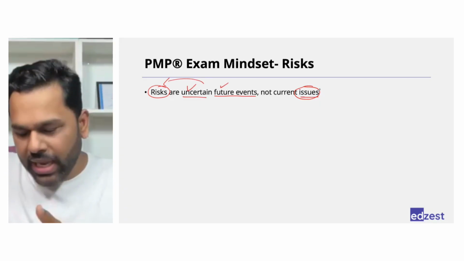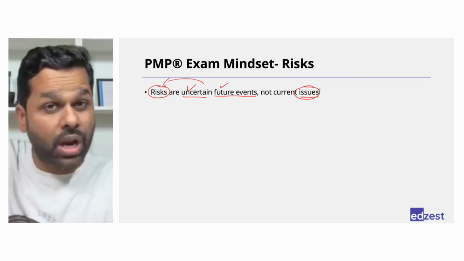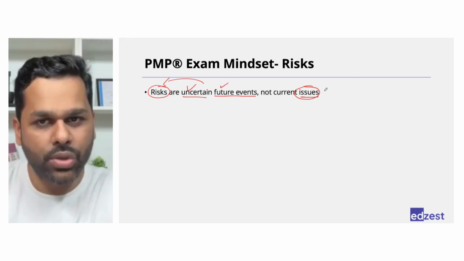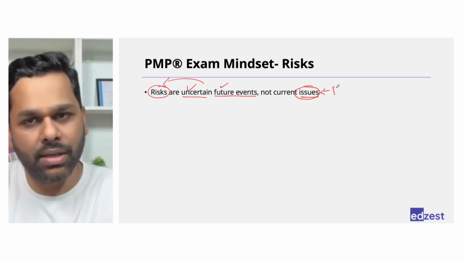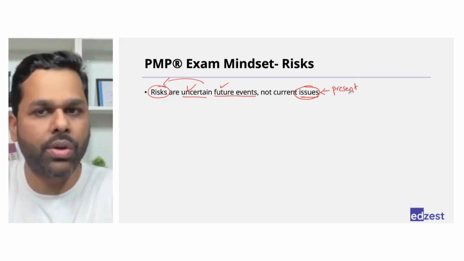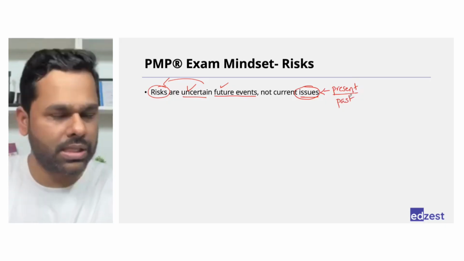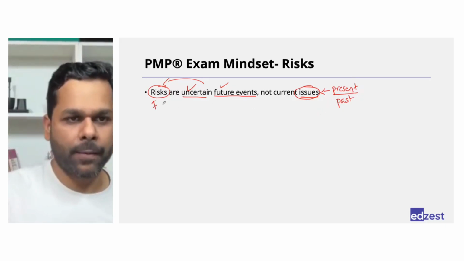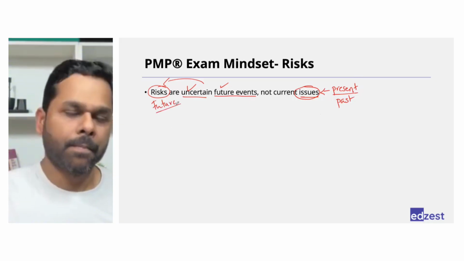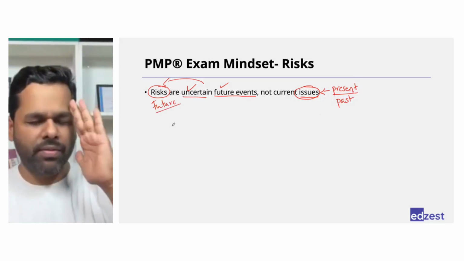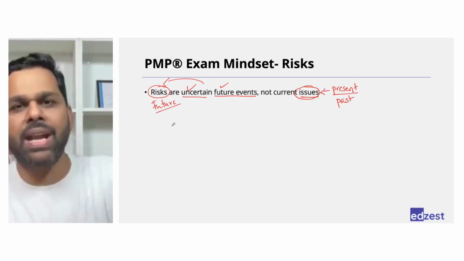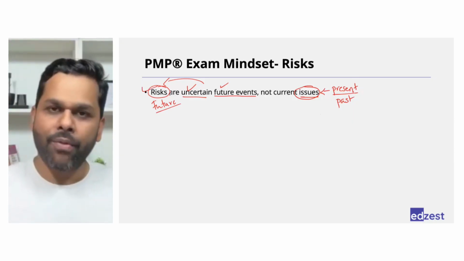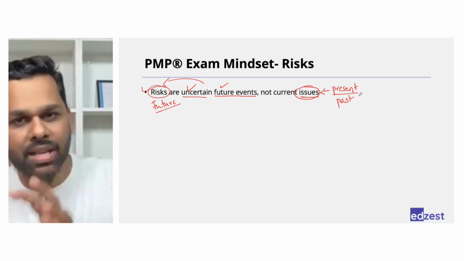Issue: you are carrying out an activity and you are facing the issue right now. The problem is currently happening. So an issue is present, or you can say past as well. It has already happened and you're trying to solve it. Risk is a future event. Always keep this in mind. Whenever it is doubtful, it may happen, it might happen, it may create an impact, it's a risk.